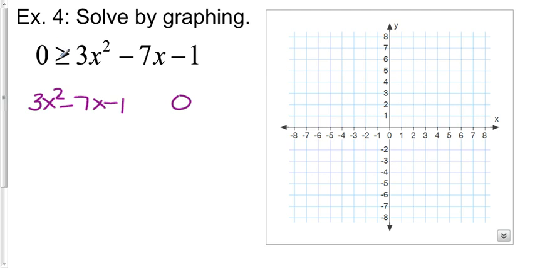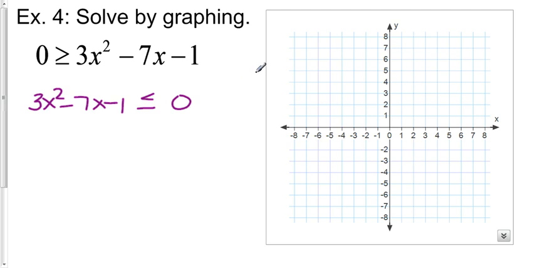Well, right now it's pointing to 3x squared, this whole side, and it opens up to 0, so actually you need to flip the sign if you're going to rearrange your equation. So 3x squared minus 7x minus 1 is less than or equal to 0. Let's take a look at what that graph looks like.